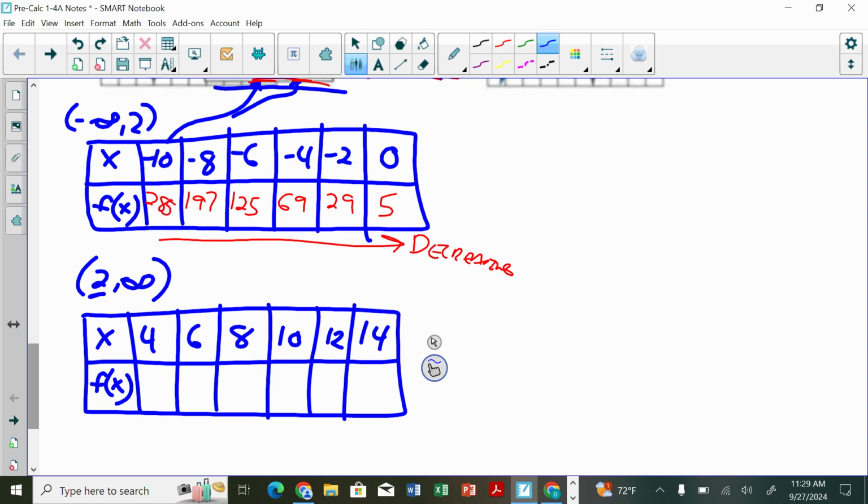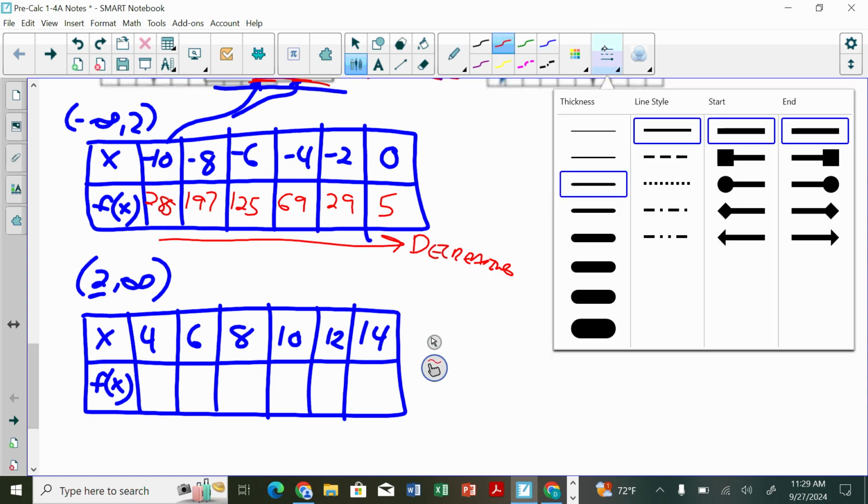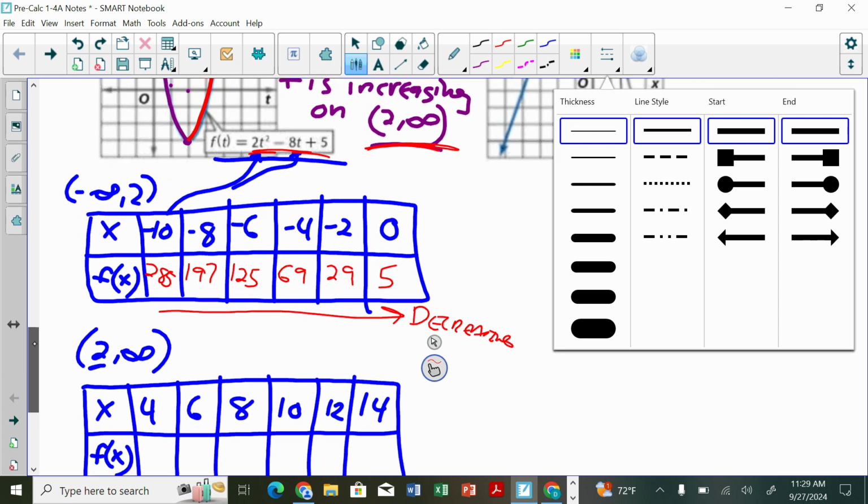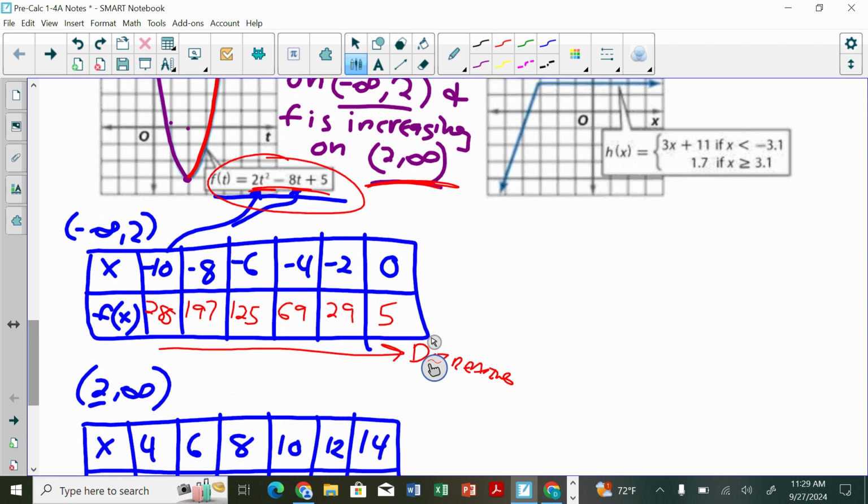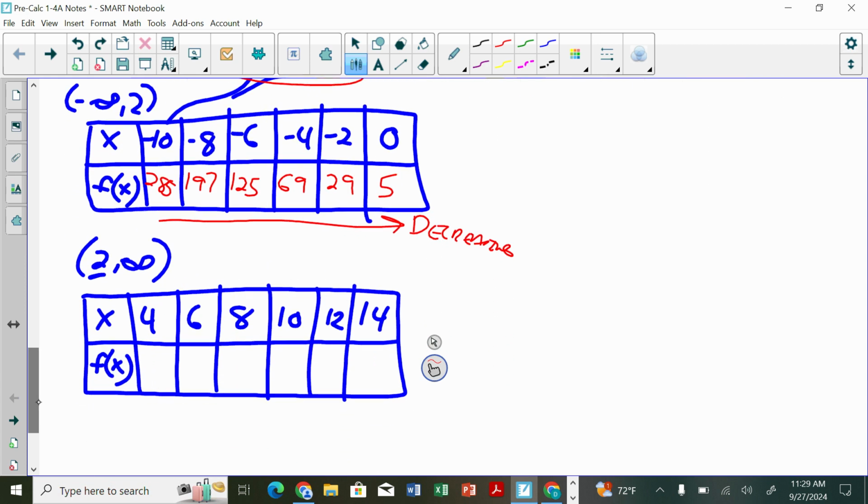Now, when we show what we do and put in the function, again, you're just putting it into this function right up here. That's what we're looking at. Plug in these values and get your answer. So this is what takes a little bit of time with it.